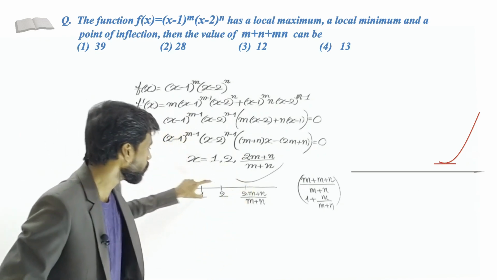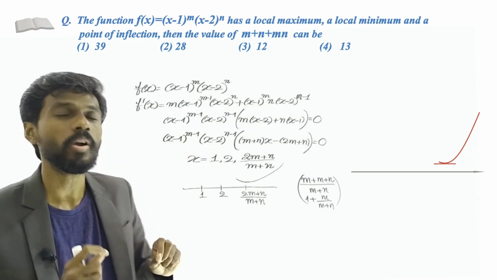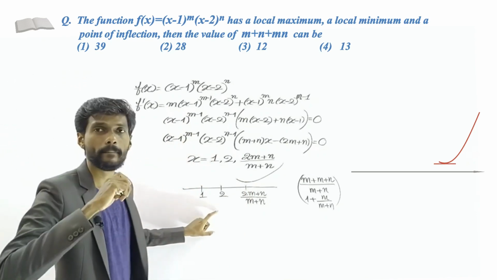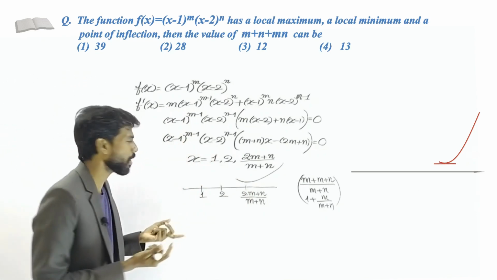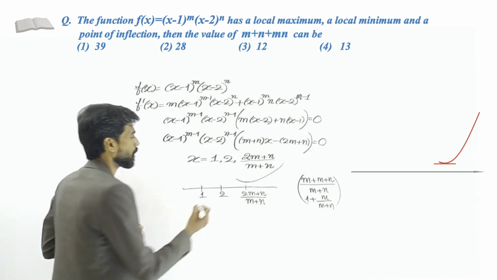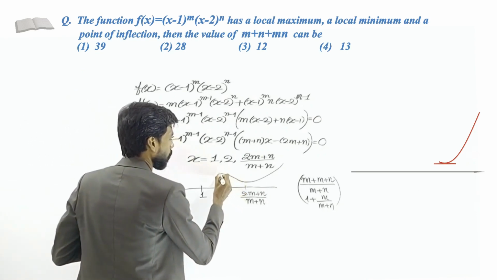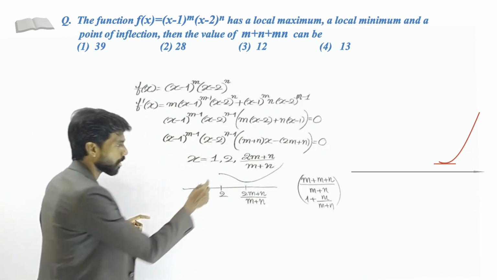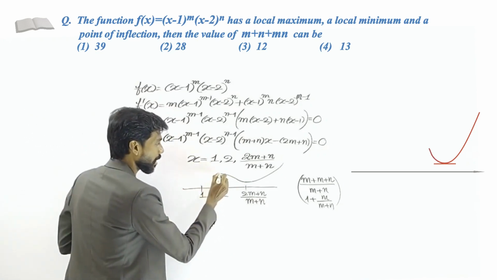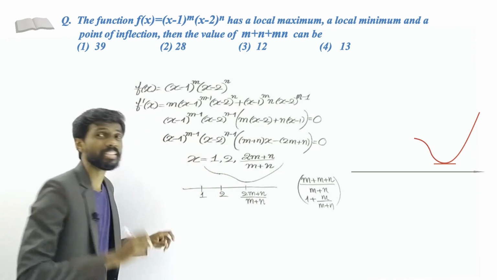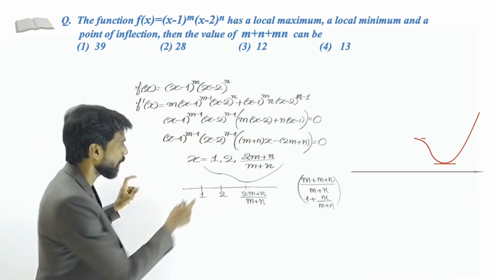Now at one of these points it attains the maximum value, and at one of the points it is the point of inflection. Which point is the point of inflection, we don't know. Suppose it is a point of inflection at this point, so that means it is not the maximum value. The curve does not come down, right? It will increase like this, which means the derivative does not change the sign.